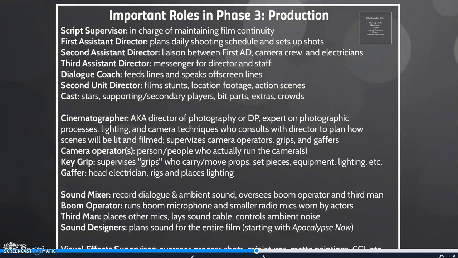The second group here includes the cinematographer, also known as the director of photography or the DP. This is an incredibly important person in the film production process. They are an expert on how photography works, lighting, and camera techniques. They help choose what type of film stock is going to be used, what type of lenses are going to be used. They supervise the camera operators and the grips and the gaffers. The DP is incredibly important, and we'll talk more about that role when we get to our unit on cinematography.